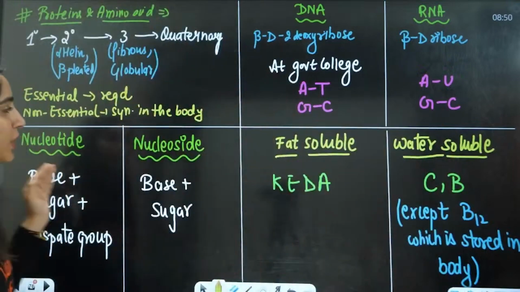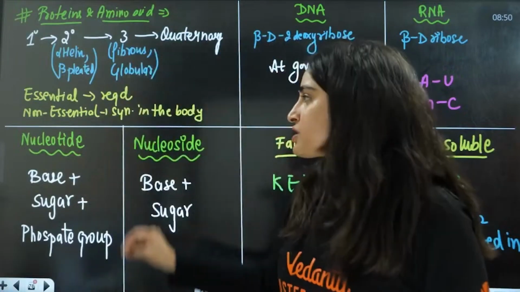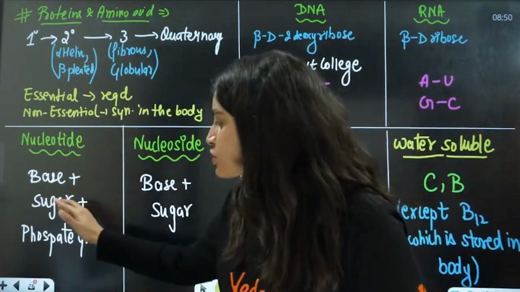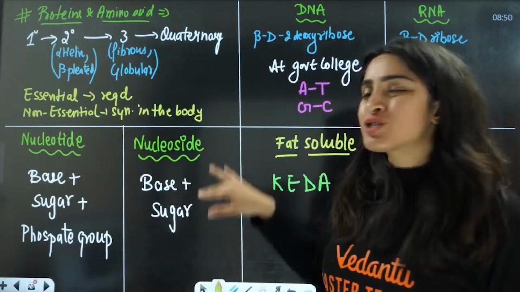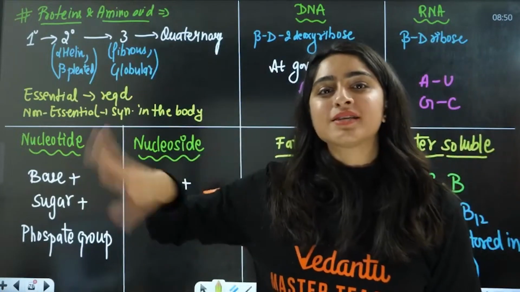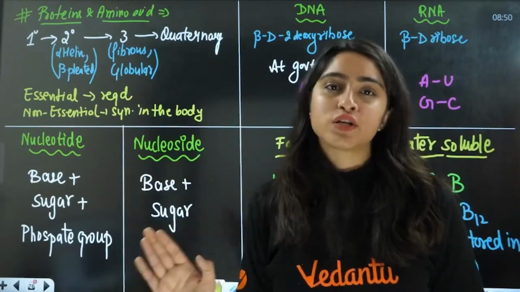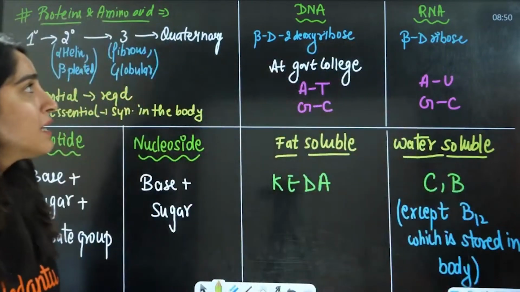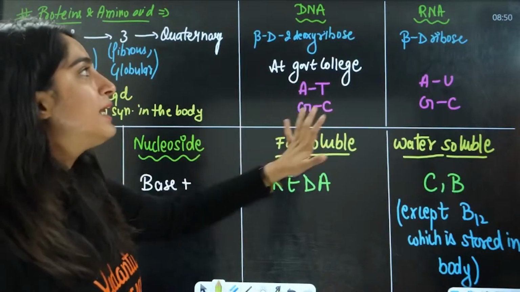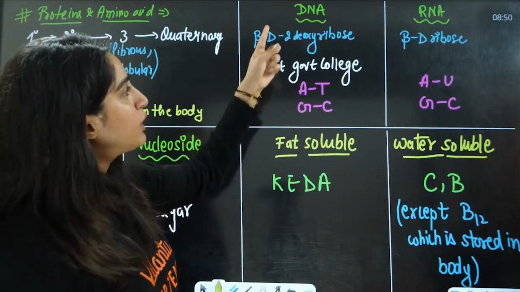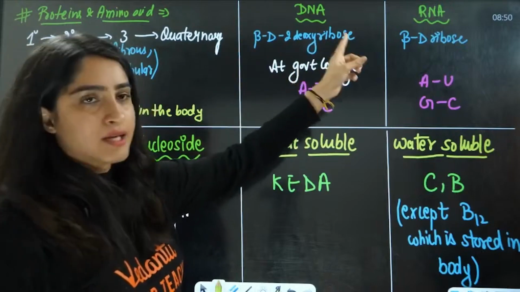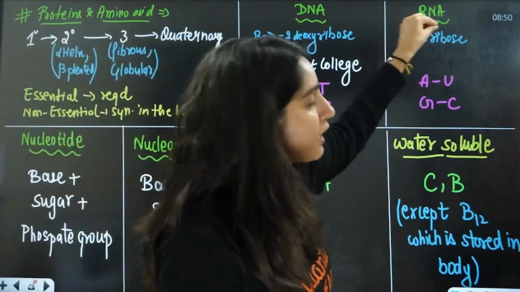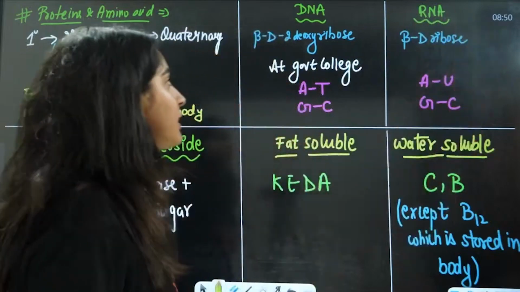Next, we have nucleotide and nucleoside. What is nucleotide? Nucleotide is base plus sugar plus phosphate group. Nucleoside: what is the difference here? Nucleoside does not include the phosphate group. Next, we have DNA and RNA. DNA is made up of beta-D-2-deoxyribose, and RNA is made up of beta-D-ribose.